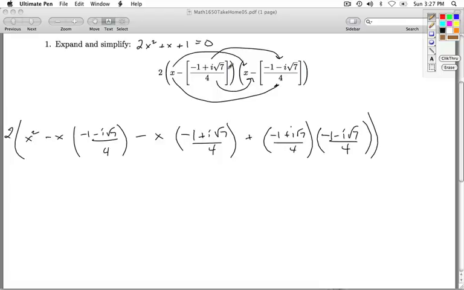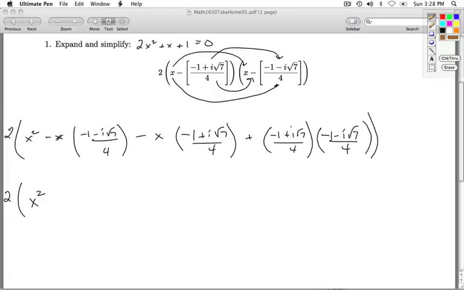Okay, so first times first, x times x gives you x squared. Outer, x times this is that. The inner, x times this gives you that. And then last, negative times negative is positive. This number times that number. So we'll just take it one step at a time here. X squared.